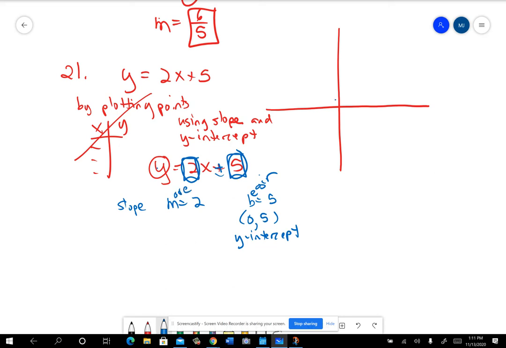So I'm going to begin at 5. Always, always, always begin on y when you're graphing a line where you've got the equation. Okay. All right, so I'm going to begin there.